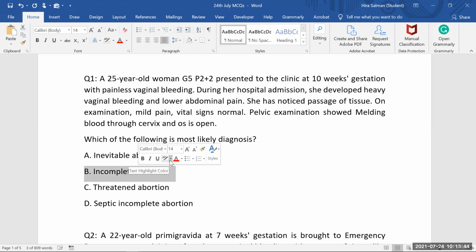Threatened, of course, it's not the diagnosis of threatened, because for threatened, the baby should be alive. Septic incomplete abortion, the patient must be having symptoms of sepsis. Say, for example, fever must be there. So here, the presentation is not like that.